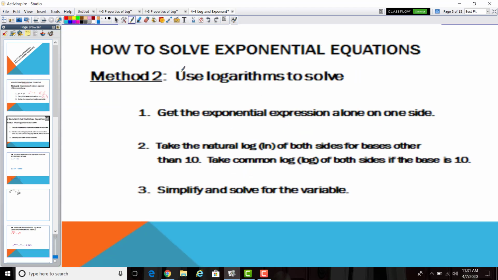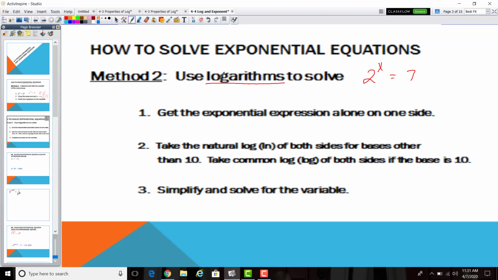The second method is to use logarithms. So use logarithms to solve. We have to use this method when we can't express both sides as the power of same base. Take a similar example: 2 to the x power equals 7. Well, there's no way that I can change 7 to 2 to any power. So I would have to use logarithms.